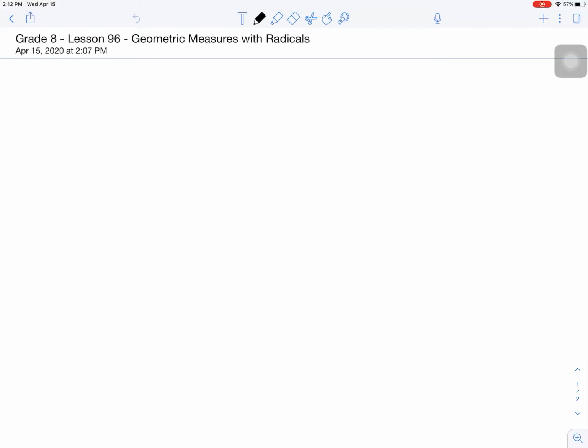All right, grade 8, we're going to be looking at radicals today. A radical, of course, is this symbol right over here. We can also use it to mean the word square root. So, radical 2.